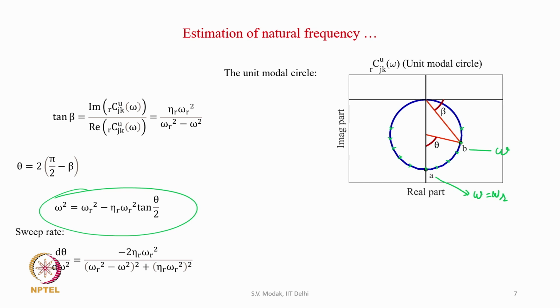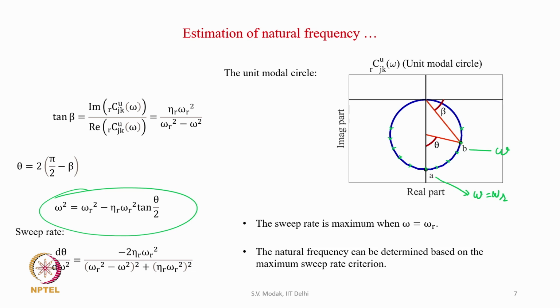And what we note from here is that this quantity, d theta by d omega square, is maximum when omega is equal to omega r, because the denominator takes the minimum value when omega is equal to omega r, and that is why the quantity d theta by d omega square will be maximum. Therefore, we say that the sweep rate would be maximum when omega is equal to omega r.